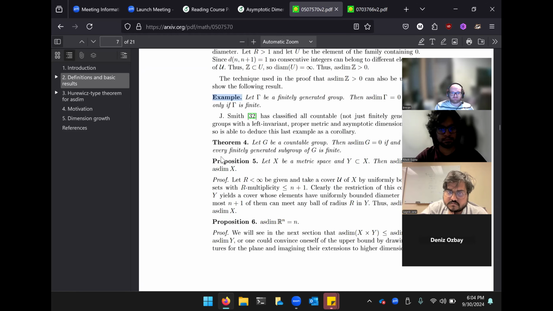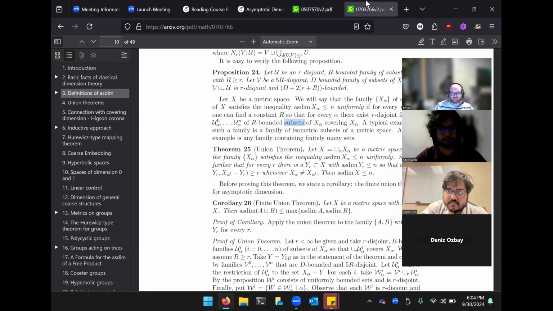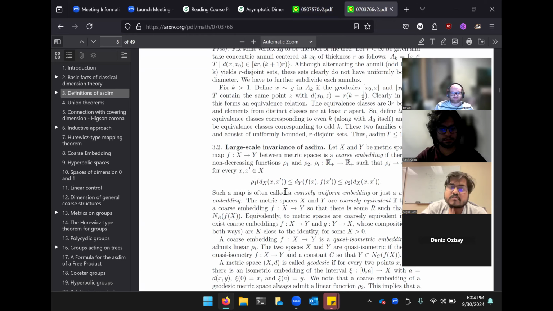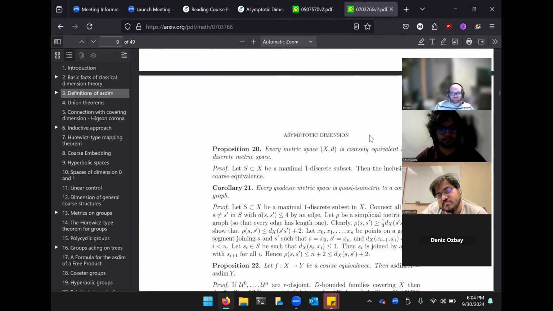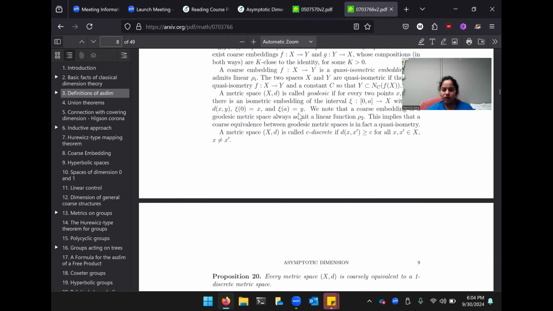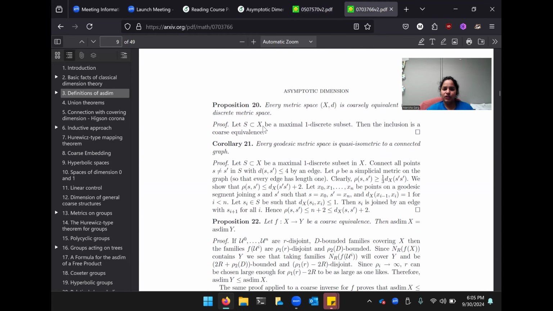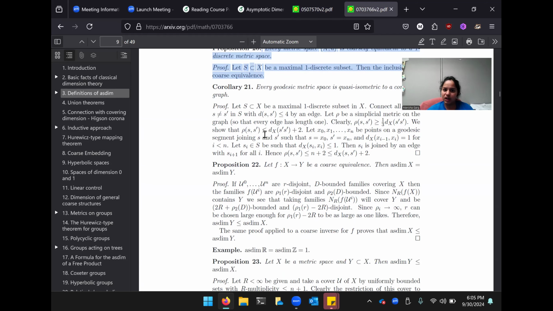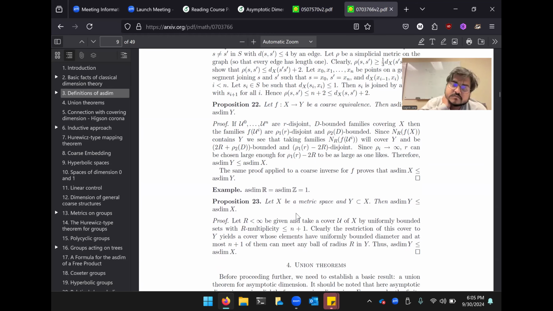Now here, Sagnik, I wanted to mention that in the other survey I was checking, they also mentioned something about a discrete metric space. A metric space is C-discrete if the distance between any two points is greater than or equal to C. For instance, I think it can also, anyway. So let us know next time if you would like to present the proof for proposition 20 or not. It's fine. We don't have to cover everything.